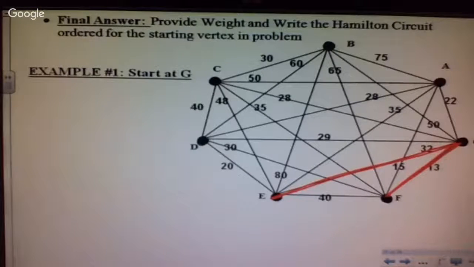So what Zoe just said, you said it was A to what? F to A.